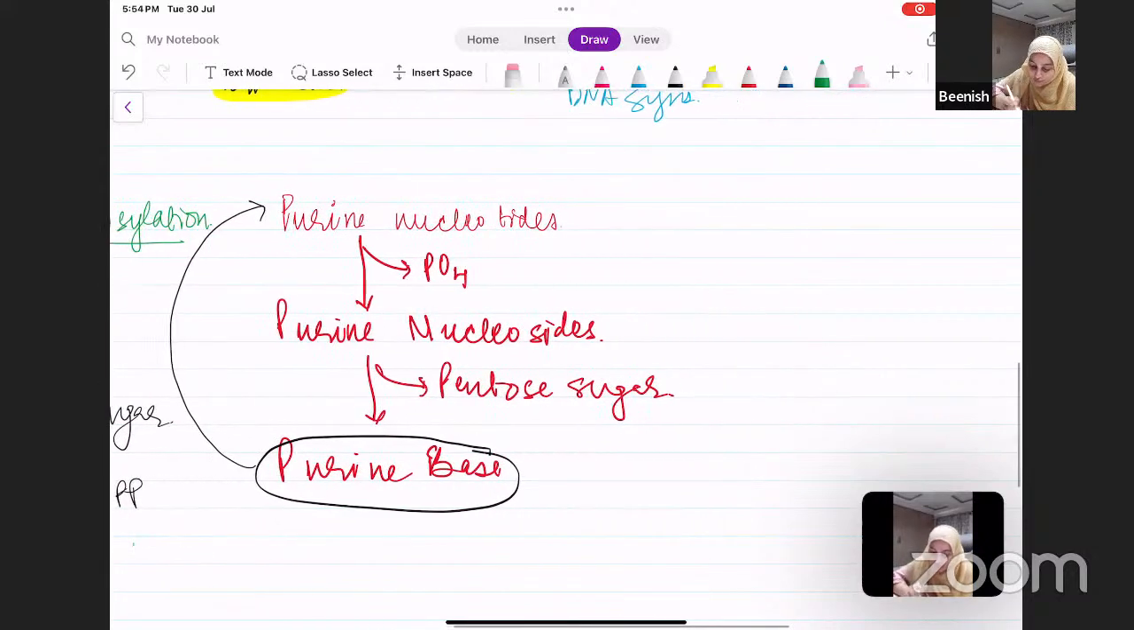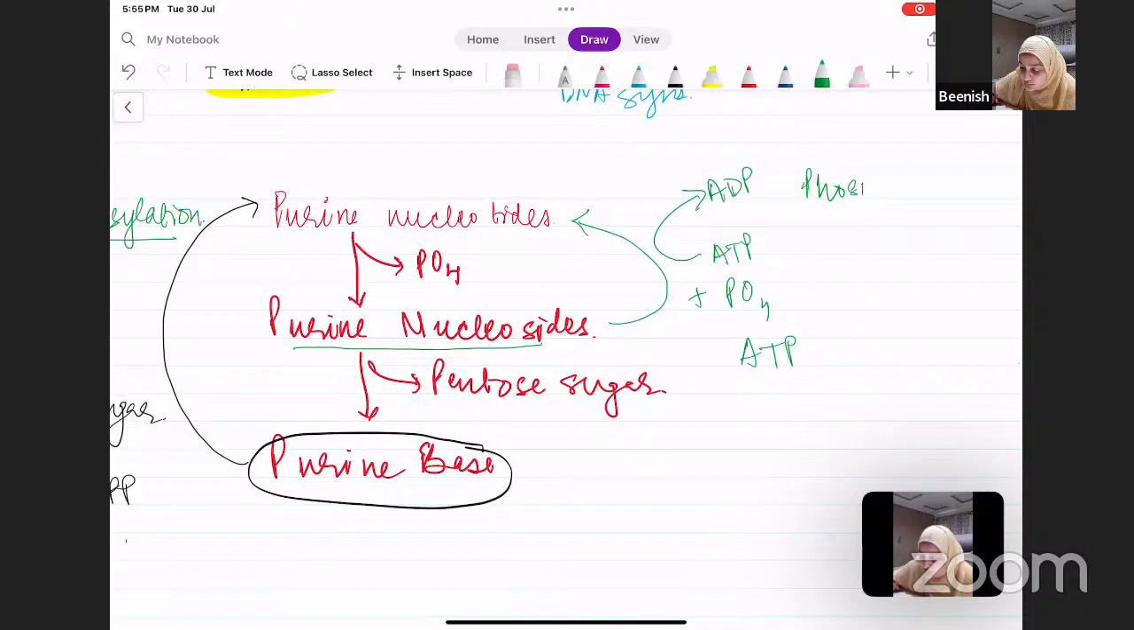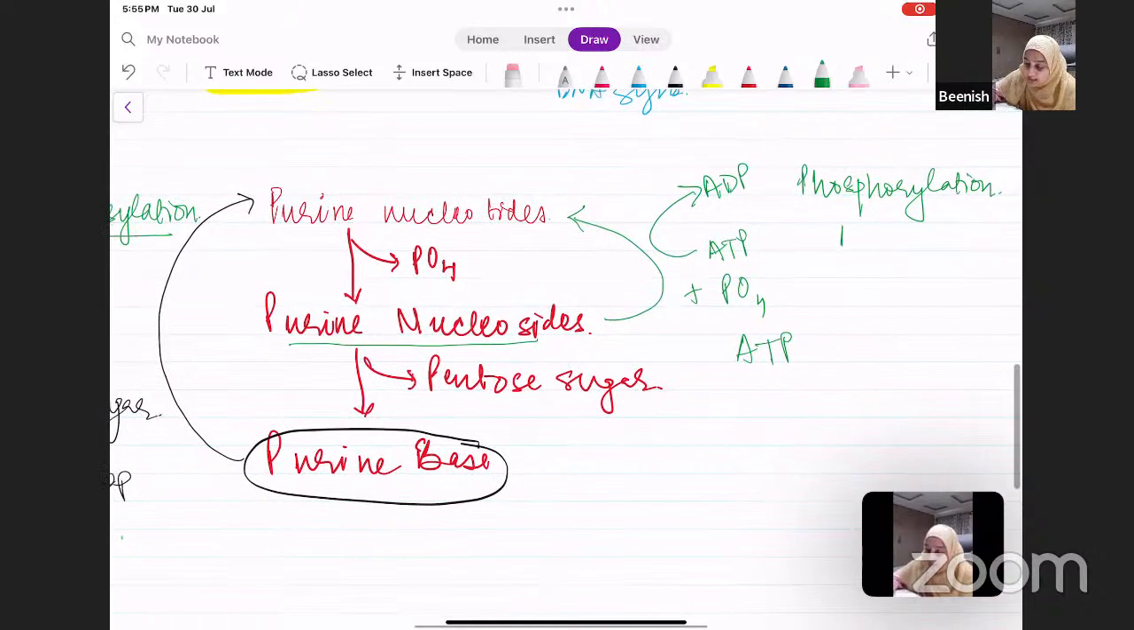Now, if you want to salvage a purine nucleoside, a nucleoside is just not having a phosphate group. It has the purine base and the pentose sugar. You only need to add a phosphate group. And who is the donor of the phosphate group? ATP. So you're just adding a phosphate group, and ATP is changed into ADP. This is known as phosphorylation, and it is brought about by the enzyme kinase. And this is salvage 2.